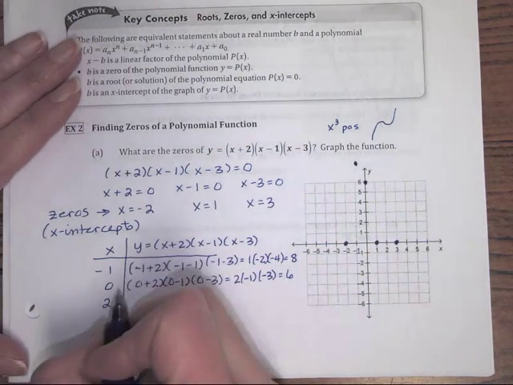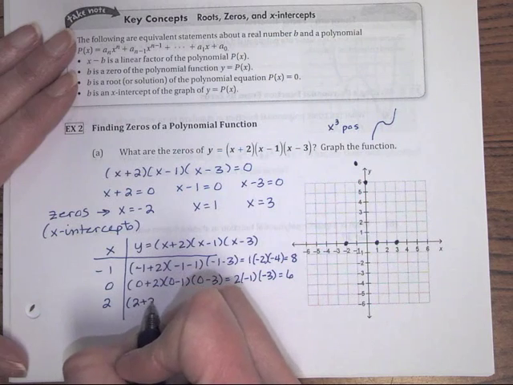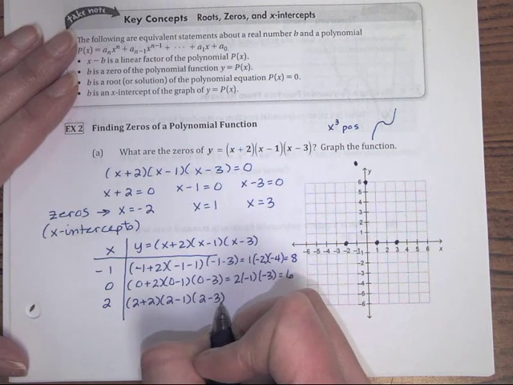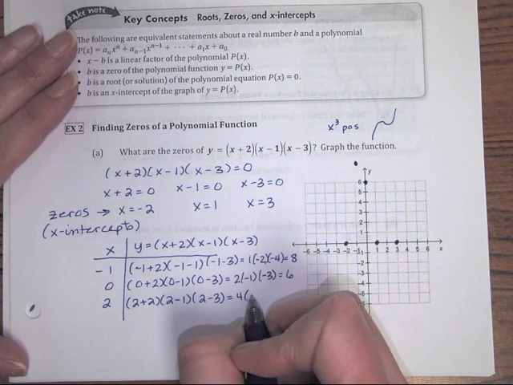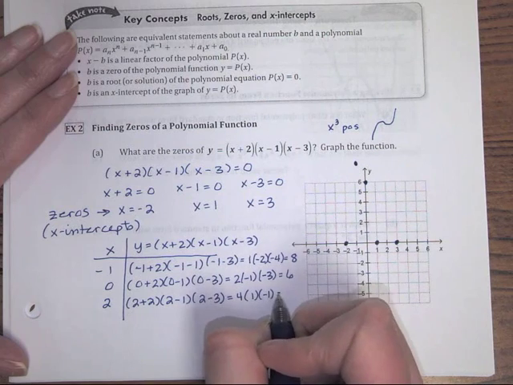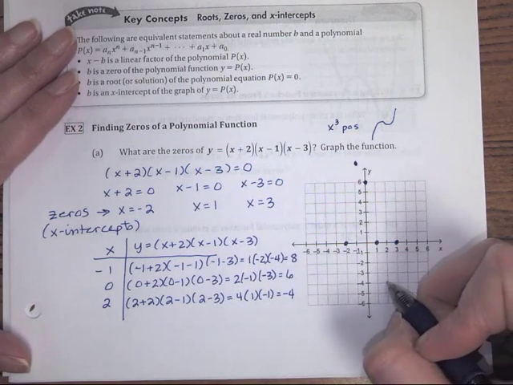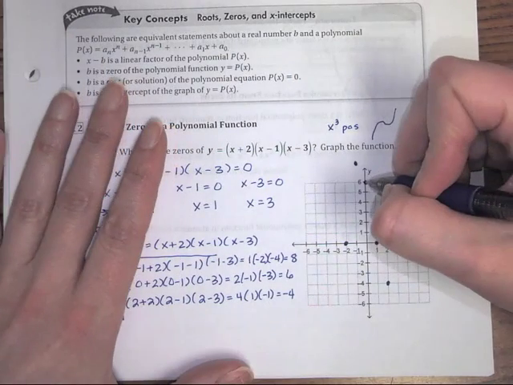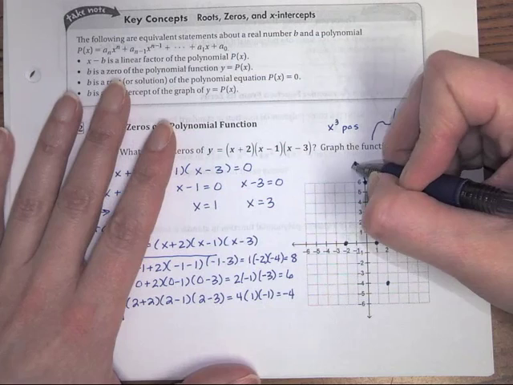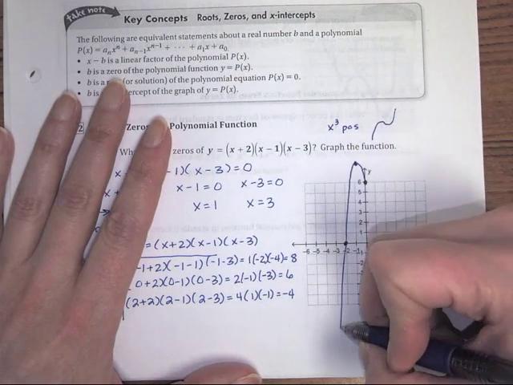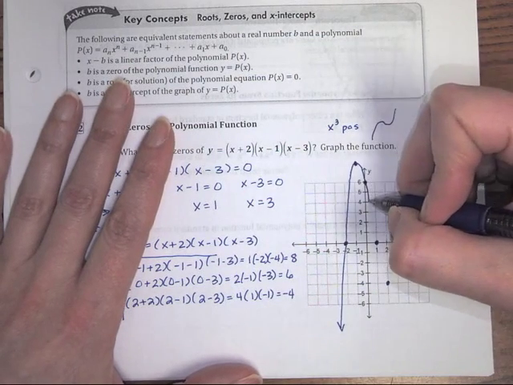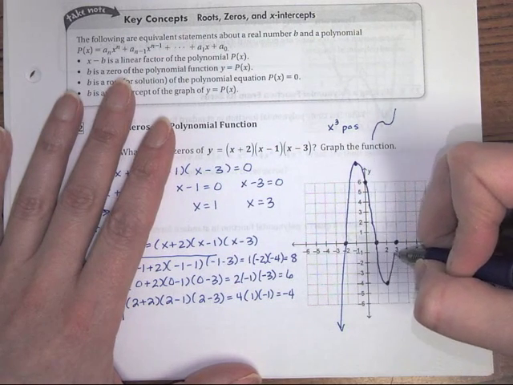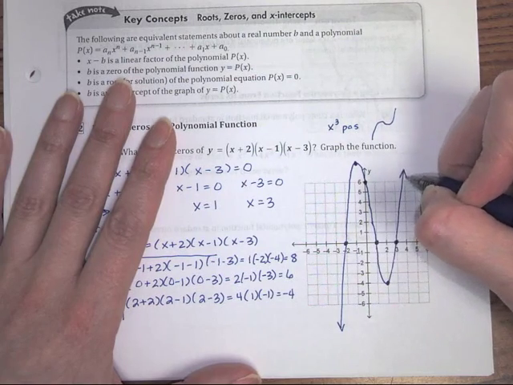If I go over here to 2, I've got 2 plus 2, 2 minus 1, and 2 minus 3, which is 4, times 1 times -1, which gives me -4. That gives me a little bit to work with, right? So there we go.